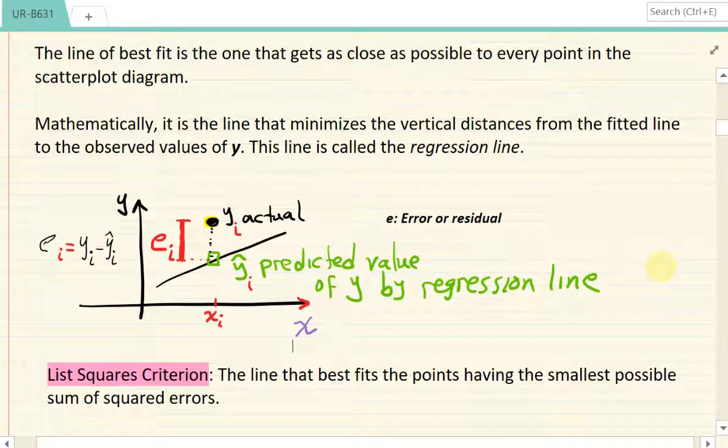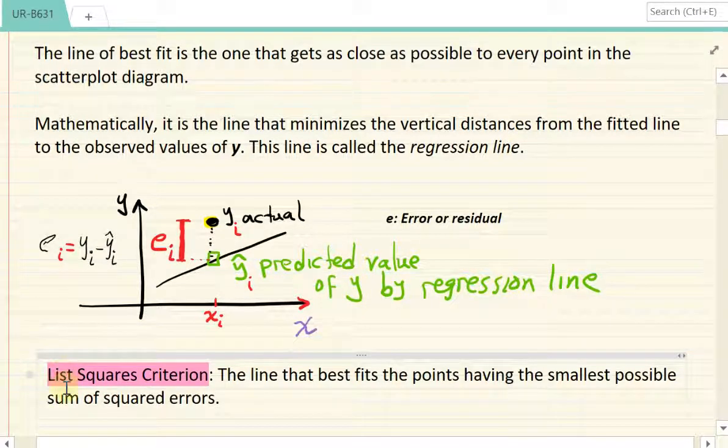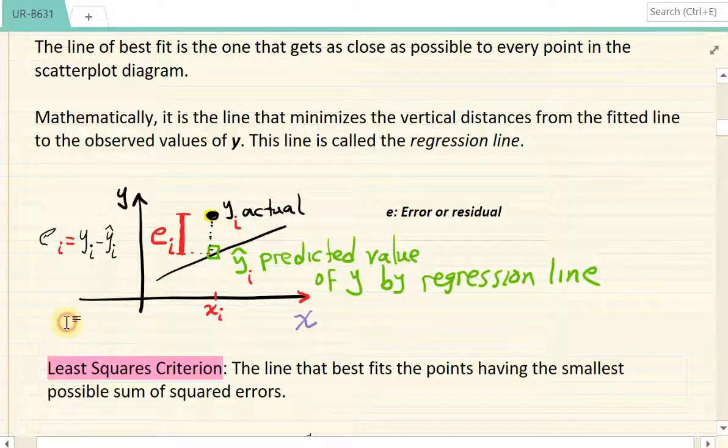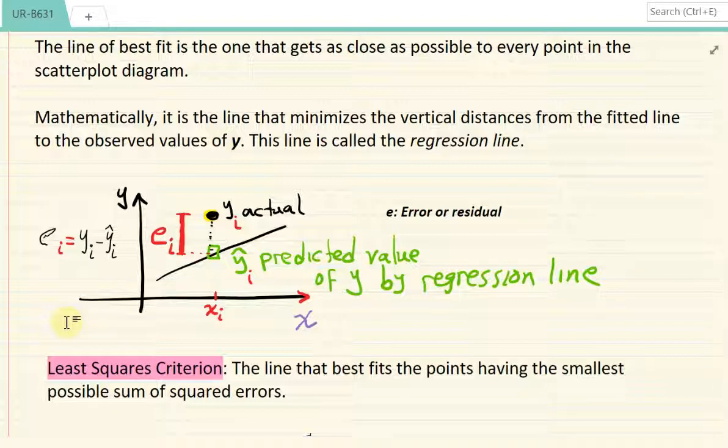Now, what we just described is formally known as the least squares criterion. Sorry, this should be not list, but rather least, meaning the smallest or lowest. So it is the least squares criterion that we're going to follow. The line that best fits the points has the smallest possible sum of squared errors; the best line of fit is the one that has a minimum of that for every data point.